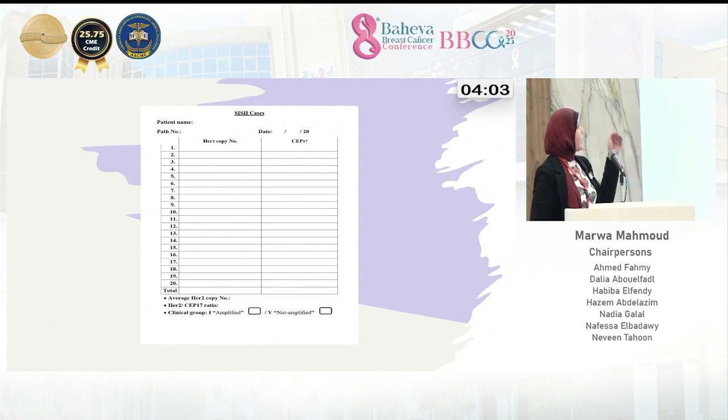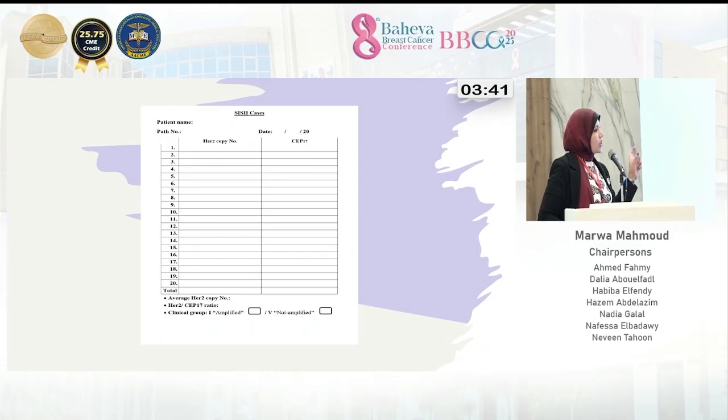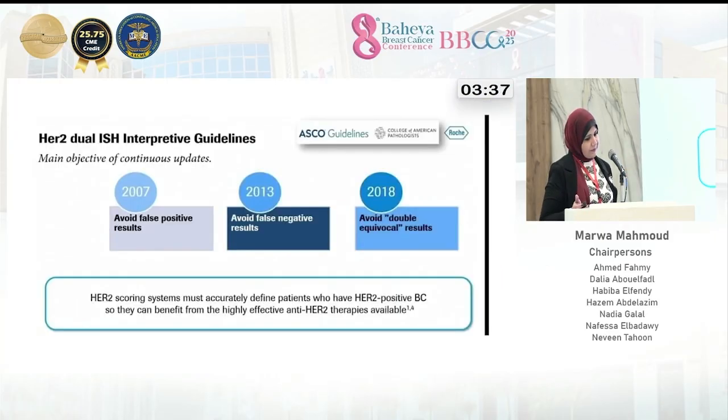هحسب الـratio إزاي؟ هجمع التوتال بتاع الـHER2 copy numbers، وهجمع التوتال بتاع الـCEP17 اللي أنا عديتهم، وهقسمهم على بعض. هقسم الـHER2 total على الـCEP17 total، هيديني الـratio. بعد كده هاخد الـHER2 total وأقسمه على 20 اللي هو عدد الخلايا اللي أنا عديت فيها الـHER2 signals، وده كده هيديني الـaverage HER2 copy number، وبناء عليه هنقسمهم لجروبس.